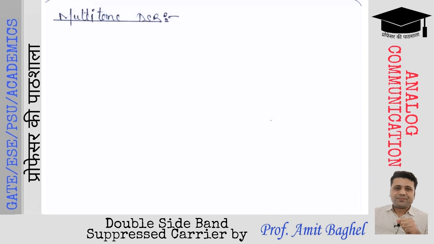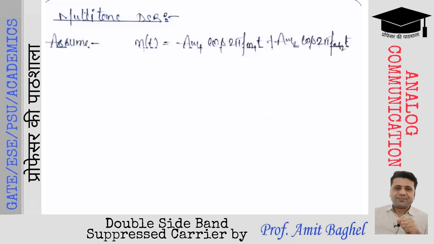The multitone DSB. Multitone DSB means your message signal will be the multitone message signal. So the modulating signal will be multitone message signal. Let us see how the modulated signal will look like. So multitone DSB says we have a message signal which has multiple frequency components in it. So MT is equals to AM1 cos of 2 pi FM1T plus AM2 cos of 2 pi FM2T.